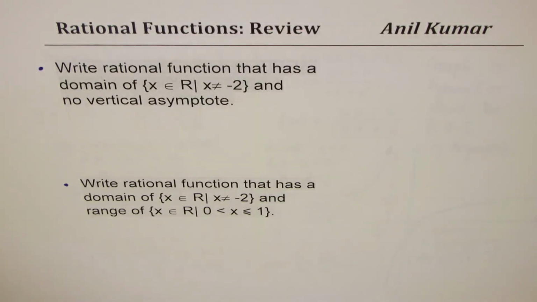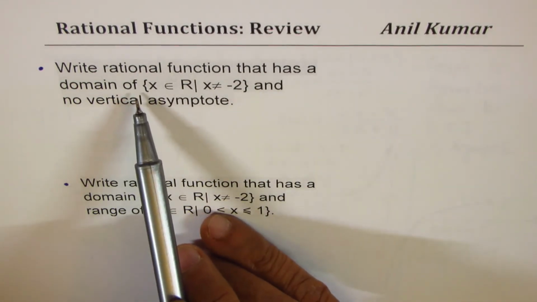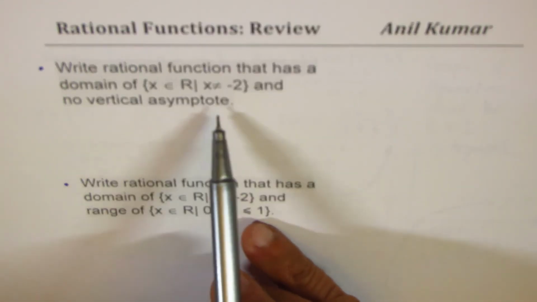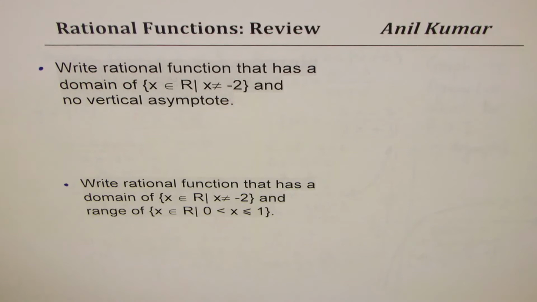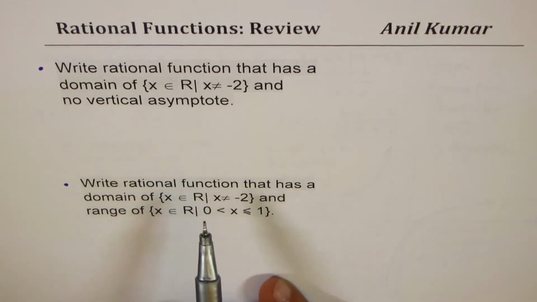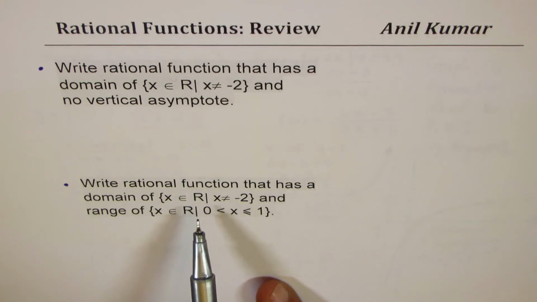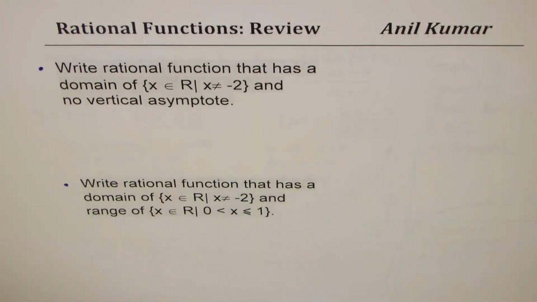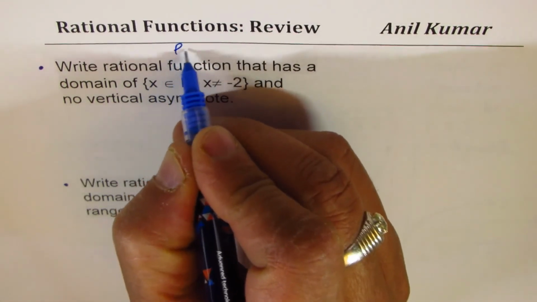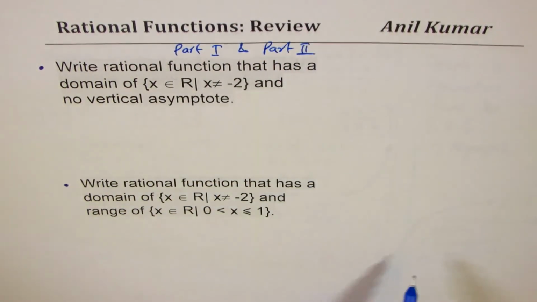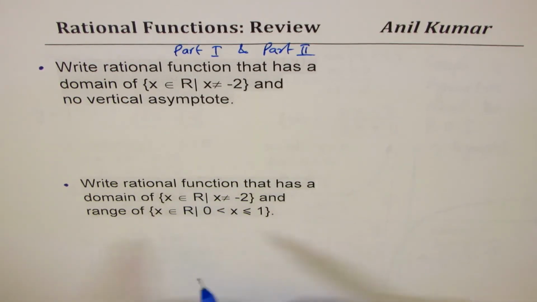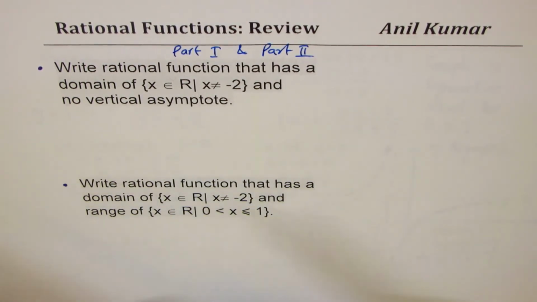Okay. Another question here is, write a rational function that has a domain of this kind and no vertical asymptote. Now here is a review of part 1 and part 2. So we are not restricted only to what we learned about ax plus b, I mean linear things, okay? So consider this to be a review of part 1 and part 2. Is it okay? So earlier I was thinking of combining both, but it was too lengthy. So let's read and answer these questions.